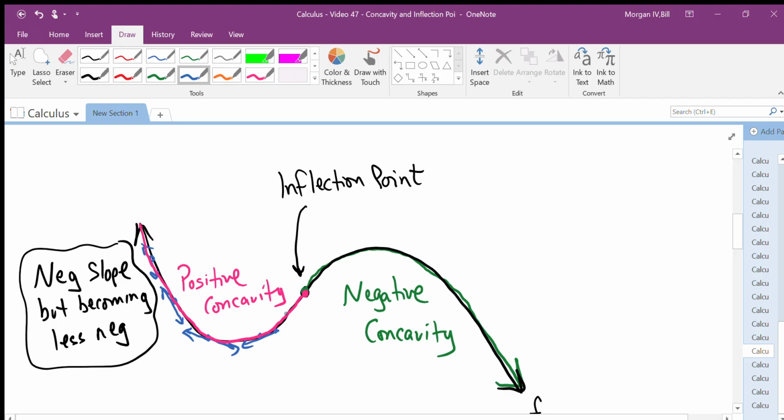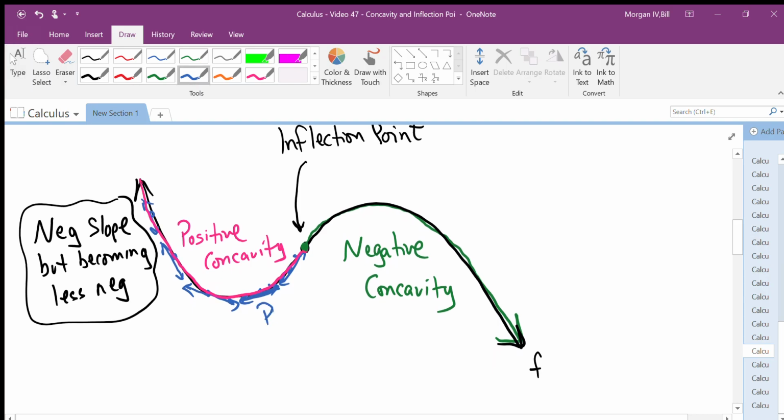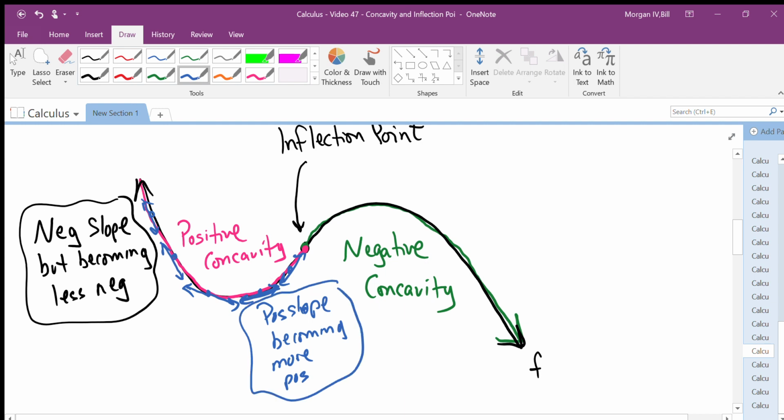It's also positive slope that is becoming more positive. Right here, in this particular one, we have a positive slope, but it's just a little positive. And in the one just to the right of that, it is more positive. It's an increased slope there. So negative slope becoming less negative is considered positive concavity. Positive slope becoming more positive is also positive concavity. It's becoming more positive.